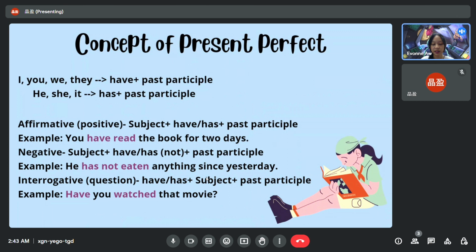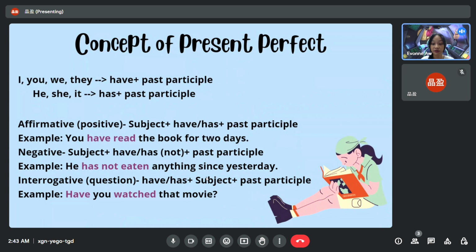In affirmative or positive condition, the subject is followed by have or has and added with past participle. You have read the book for 2 days. In negative situation, the subject is followed by have or has added with the word not and followed by past participle. He has not eaten anything since yesterday.